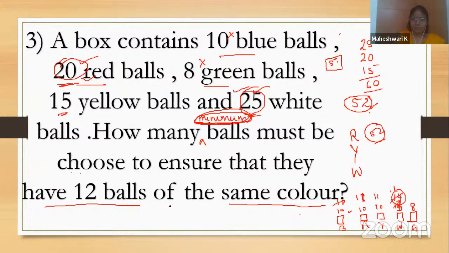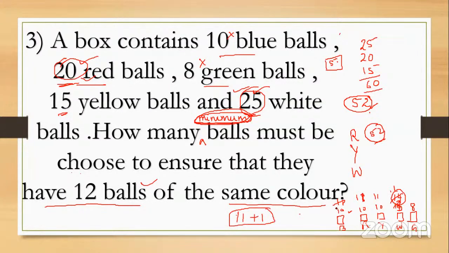To get a minimum of 12, you need 11 plus 1, right? But because we have blue only 10, we have to discount the 10. So 11 minus 10 is 1 that we have to discount. And then green is 8, so we have to discount another 3. So by the pigeonhole principle, you get a minimum of 56, whereas 2 balls do not satisfy this criteria. Hence, you discount additionally minus 1 and minus 3. So the total will be 52.